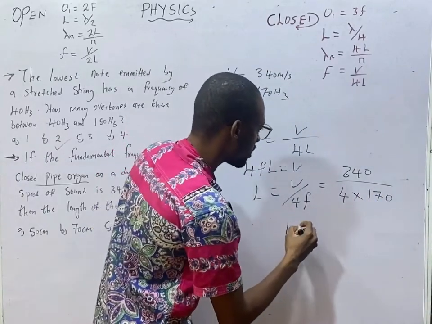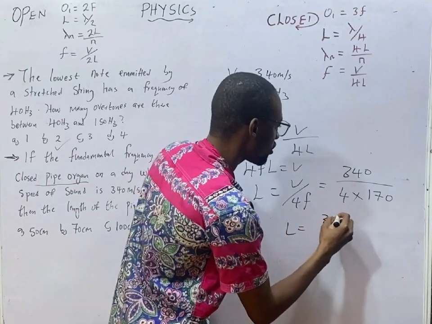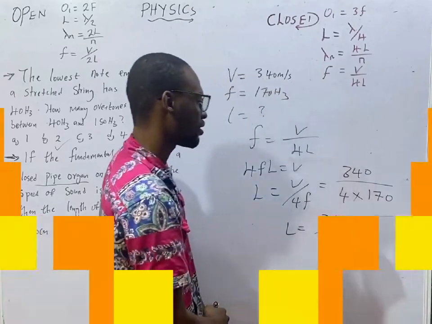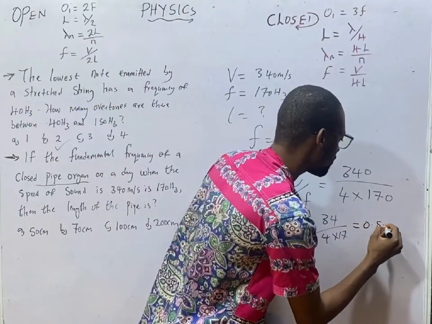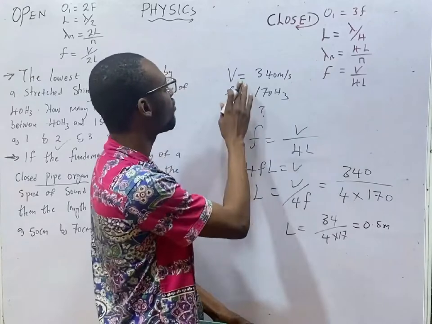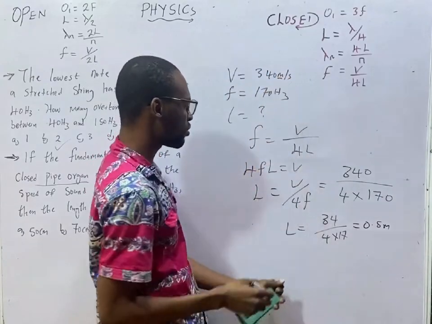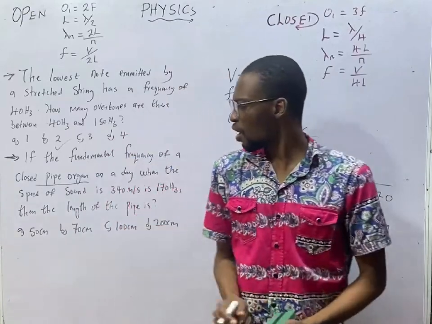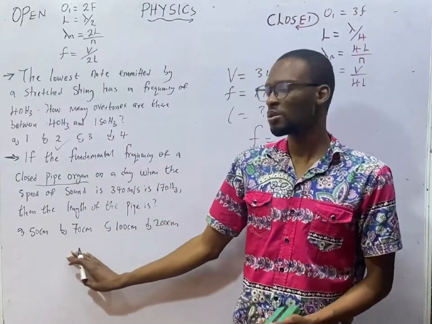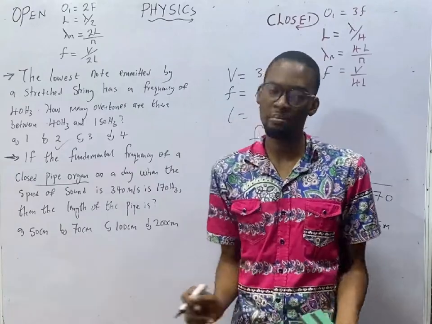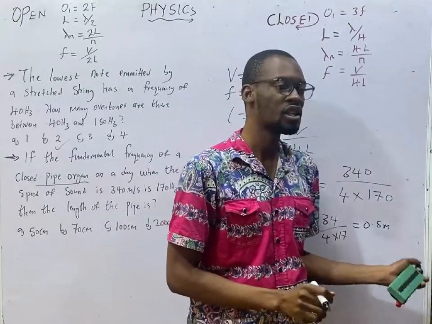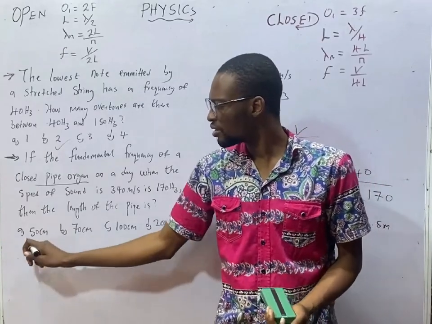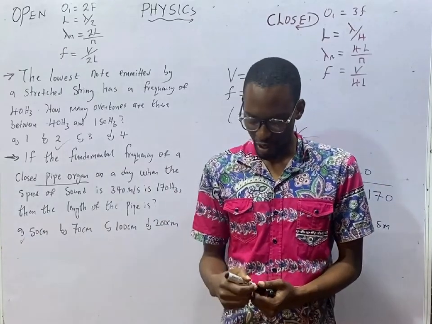This is the same thing as L equals 34 over 4 times 17, which is 0.5 meters. Remember, the velocity is in meters per second, so the length you are getting is definitely in meters, but the options are in centimeters. So how do you convert? You multiply meters by 100, and that should give you 0.5 times 100, which is 50 centimeters. So 50 centimeters is the correct option.